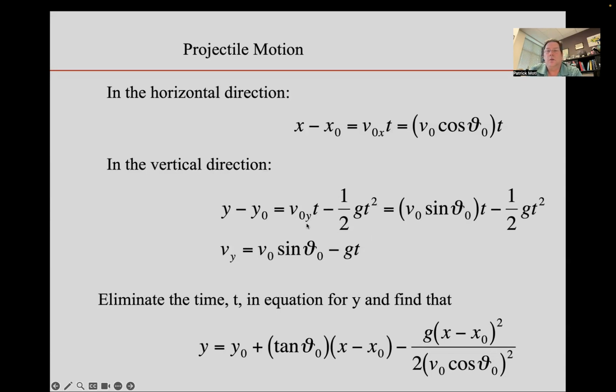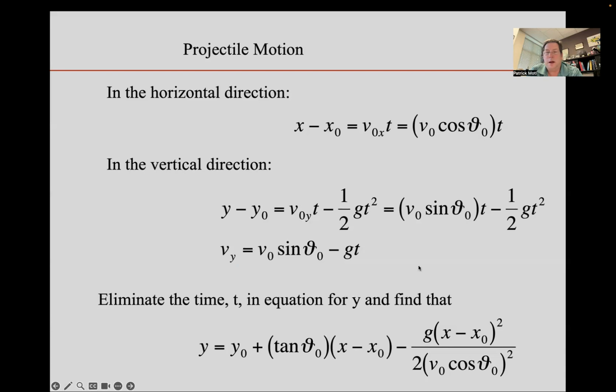V0y, the initial y component of the velocity, we can split up into the initial speed times sine of the launch angle. And we have an equation for how the vertical velocity changes with time. So the vertical velocity at a later time is the initial vertical velocity, and it is going to become more negative due to the minus gt term.